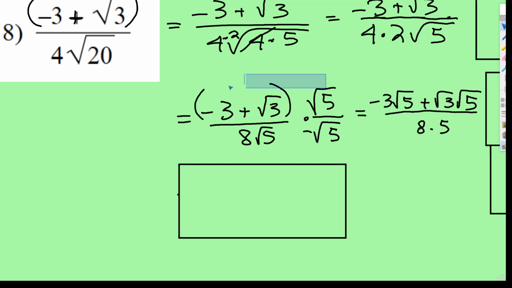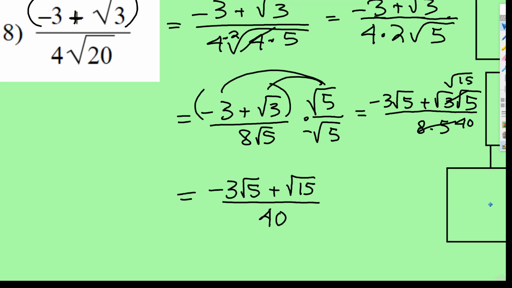When you do that, you've got a distributive, so it's negative 3 root 5 plus root 3 times root 5 over 8 times 5, which is 40. And root 3 times root 5 is root 15. So there's your simplified answer.